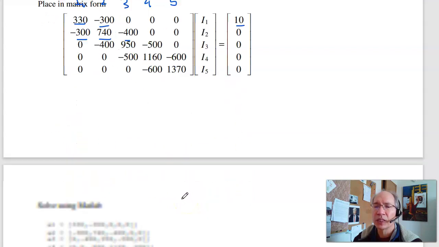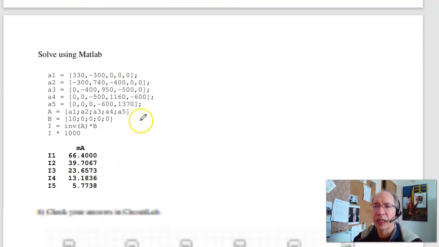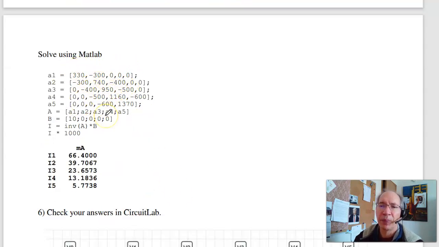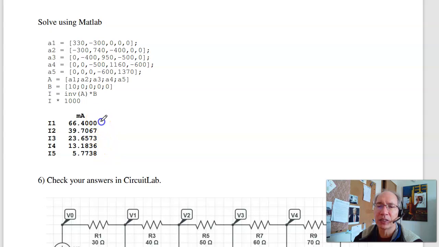Once I get it in matrix form, throw it in MATLAB. So here's the first row, second row, third row, fourth row, fifth row, pack it all together. There's my B matrix. The current then is the inverse of A times B. In CircuitLab, it gives units of milliamps, so I just displayed I times 1,000. That gives units of milliamps.